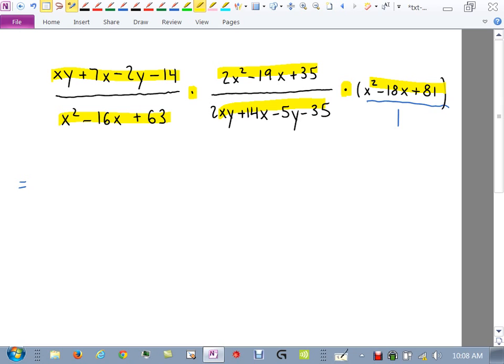GCF? No. How many terms? 4. So grouping. Right after that 7x, I split it. What do I factor out of the first one? X, what's left? Y plus 7. I need a Y plus 7 over here also. What comes out here? Negative 2, so that'll turn into a Y plus 7, and then X minus 2. That's my top left. Okay, bottom left.